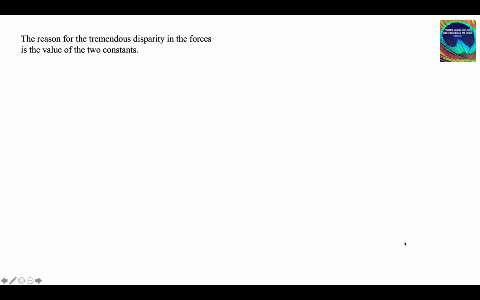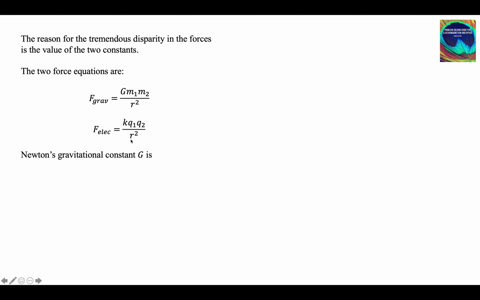So the reason for this big disparity in forces is the value of the two constants in the equations. The gravitational force equation is G, a constant, times mass 1, mass 2, divided by r squared, and the electrical force equation looks very similar. It's a different constant, the electrical constant, times Q1, Q2 over r squared. So this is the gravitational force constant times the gravitational charge 1, gravitational charge 2. We call that gravitational charge the mass. And this is the electrical constant, times electrical charge 1, electrical charge 2, divided by the distance between them squared.